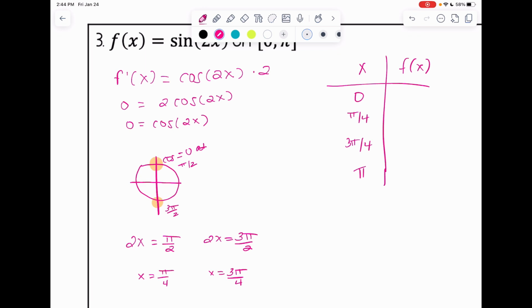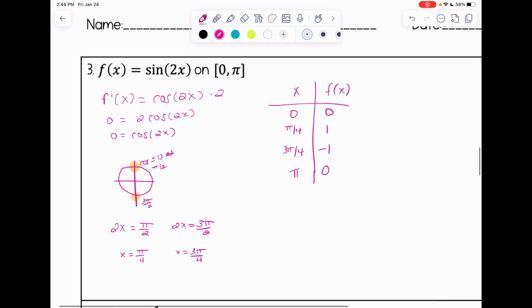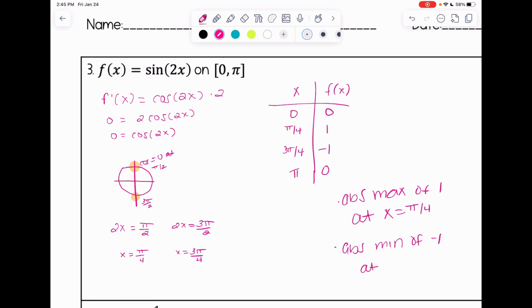So I'm going to plug 0 into the original function. That gives me 0. When I plug in pi over 4, I'm going to get 1. When I plug in 3 pi over 4, I'm getting -1. And when I plug in pi, I get 0. So this tells me that there is an absolute max of 1 at x equals pi over 4. And there's an absolute minimum of -1 at x equals 3 pi over 4.